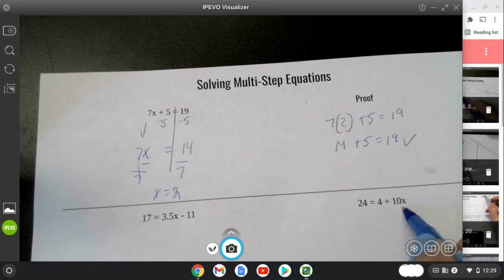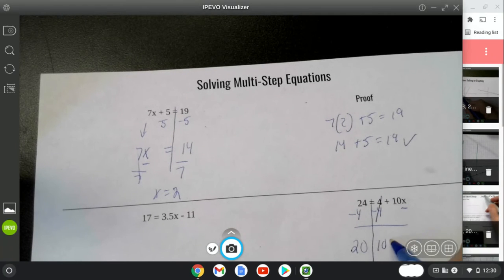So again, the objective is to isolate or get the x by itself. I always want to try to add or subtract before I multiply or divide. So I have a 4 here, this positive 4. So I'm going to subtract 4 from this side. And if I subtract 4 here, I have to subtract 4 here. That's the subtraction property of equality. So 24 minus 4 is 20. That cancels out.